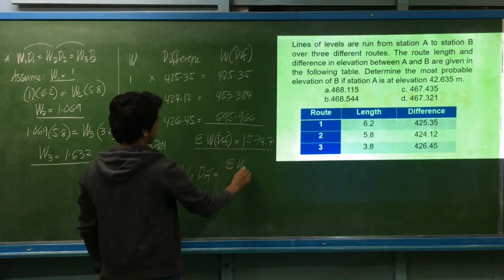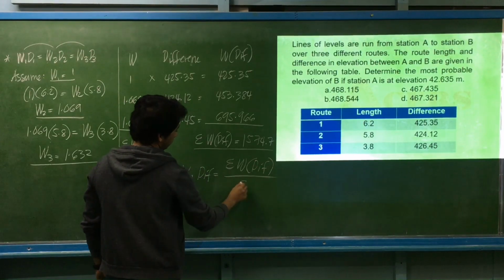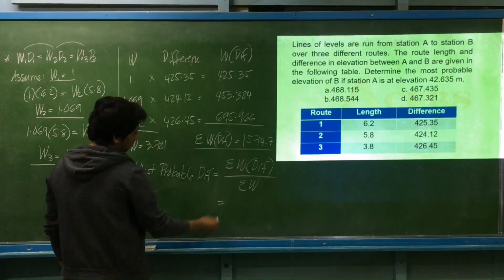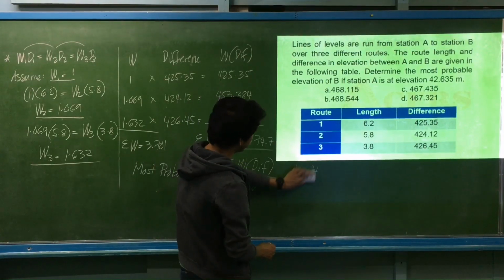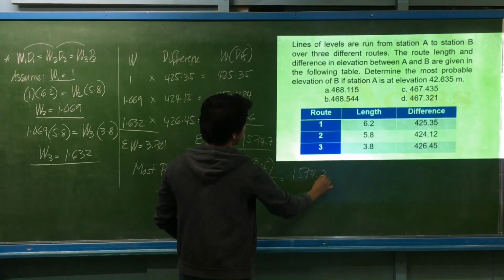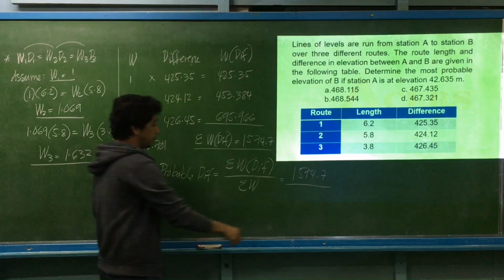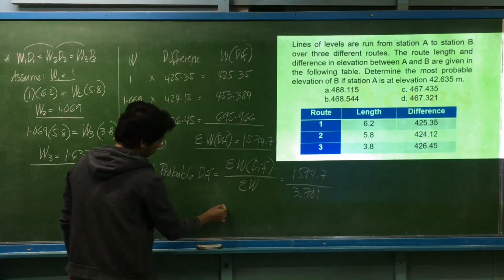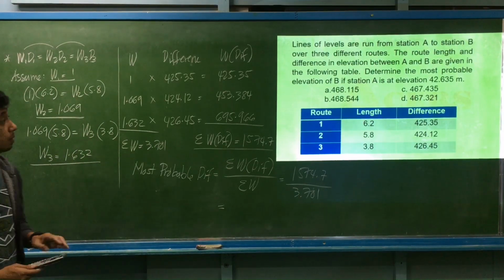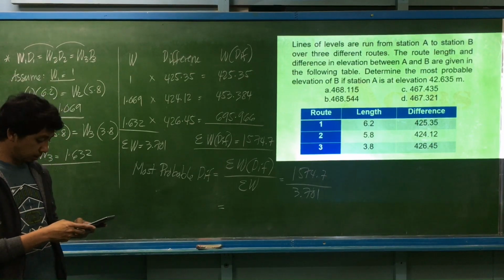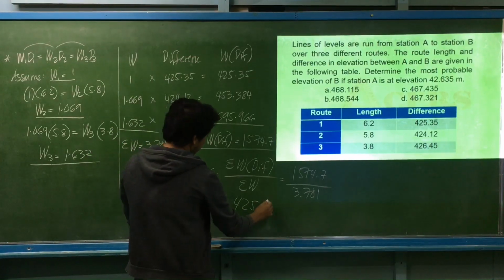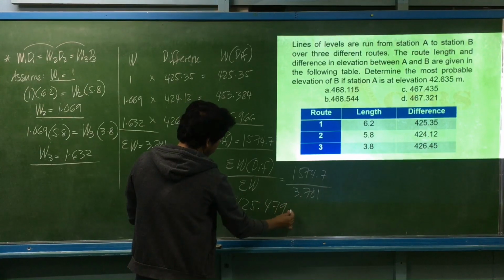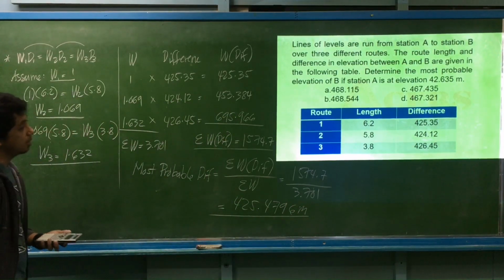is basically the summation of the weight times the difference divided by the summation of the weights. So we have it that is equal to 1,574.7. This is divided by the summation of the weights. We have 3.701. So ito yung most probable difference in elevation between of station A and B. So the most probable difference in elevation is equal to 425.4796 meters. That will be the most probable difference in elevation.